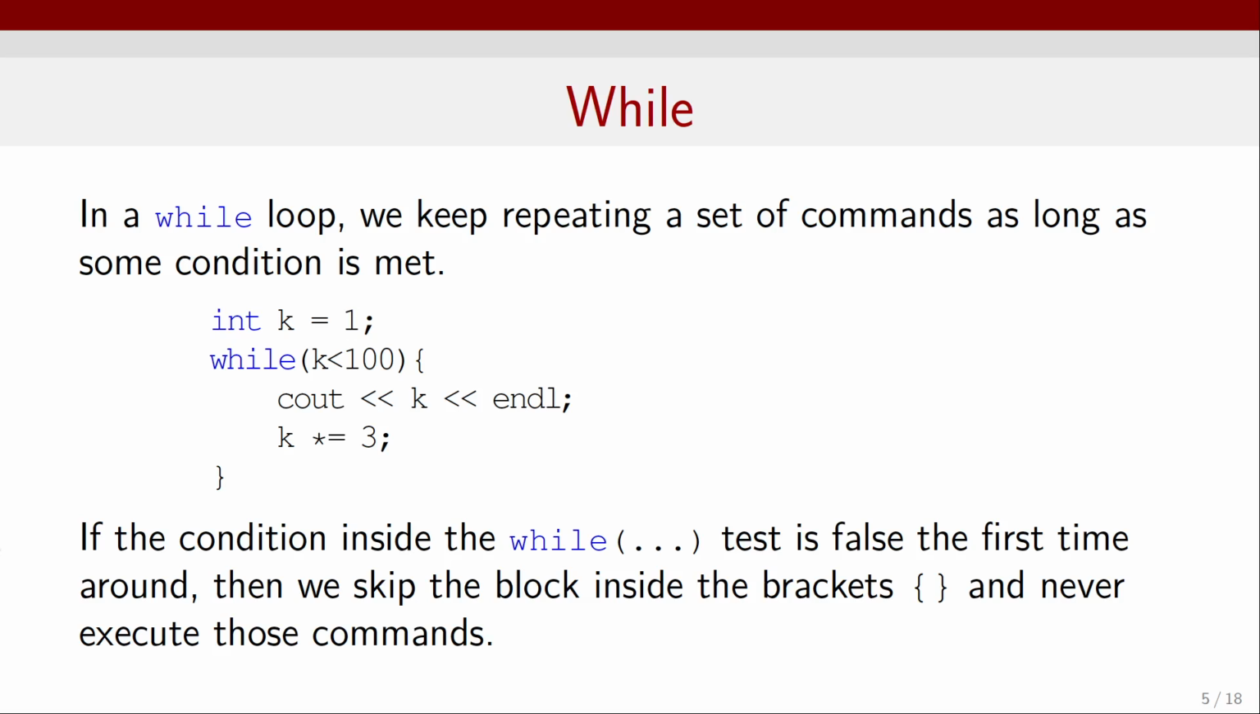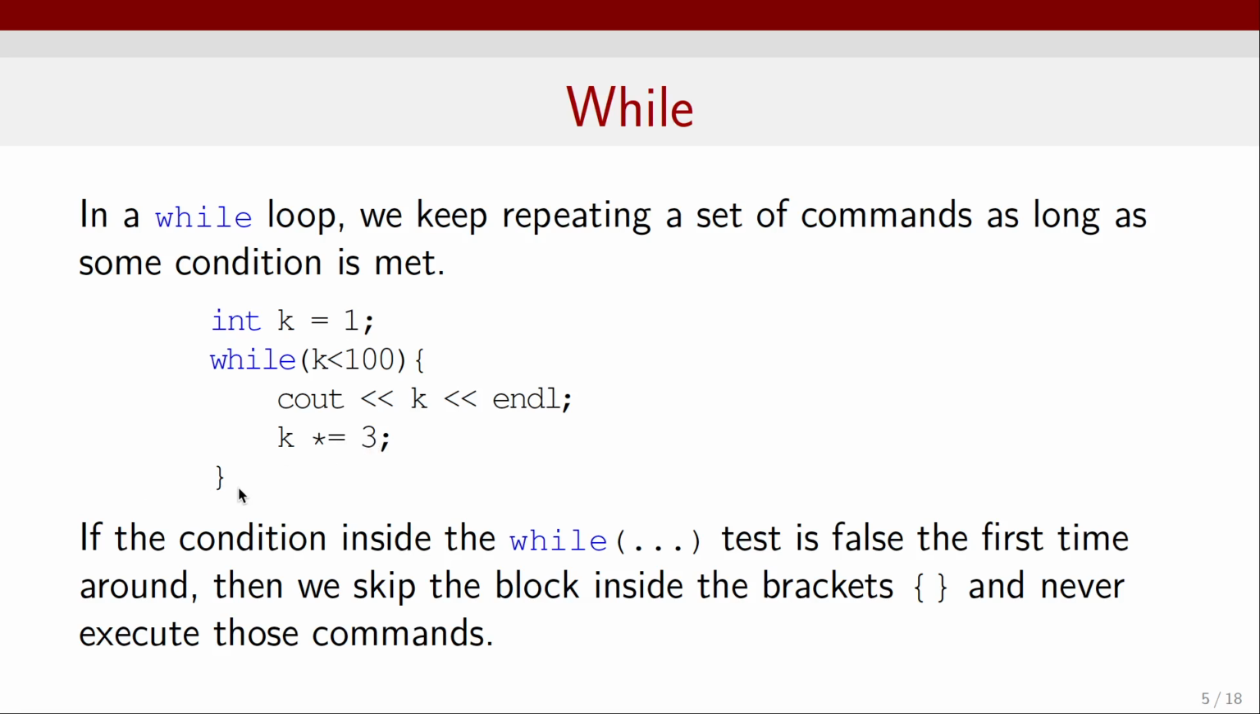Another way to do an iteration is a while loop. In a while loop, we keep repeating a set of commands as long as some condition is met. For example, here we start with an integer k equals 1, and then we can say that while k is lower than 100, keep printing the value of k on the screen, and then triple the value of k in each iteration. So that means k equals k times 3.